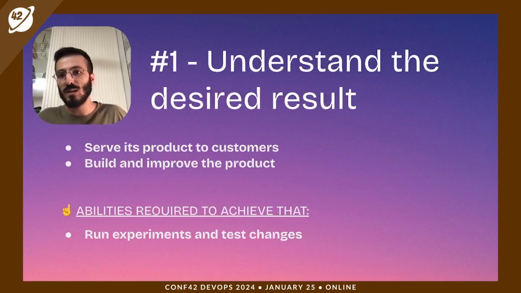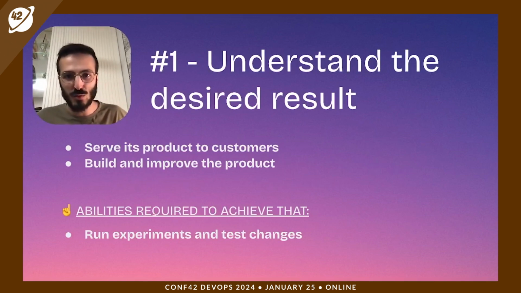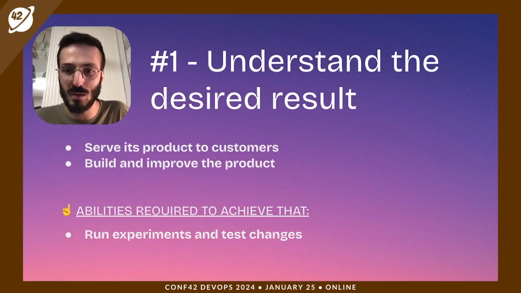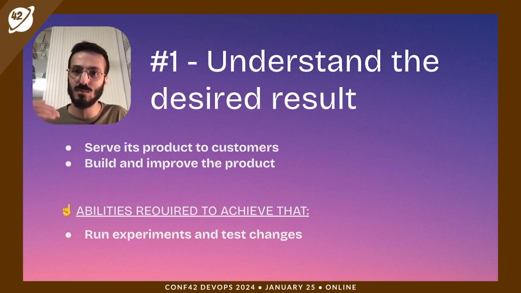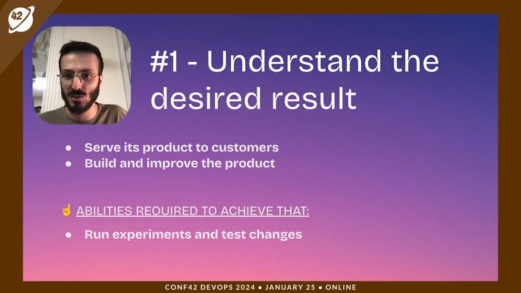So first part, understand the desired result. As a software company, you have two goals. One is to serve your product to your customers, of course. And the second goal is, in order to do the first one, you want to be able to build and improve your system all the time. So what do you need in order to be able to build and improve your system? In essence, run experiments and test changes.